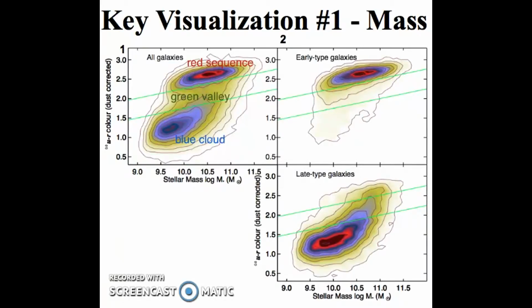Key visualization number 1 analyzes the mass of each type of galaxy. In Figure 1 in the upper left-hand corner, the stellar mass of the galaxies is split by Keller. Figure 2 on the right side shows that red ellipticals in general have a higher mass than blue spirals. The average stellar mass for red ellipticals is about 10.5 log m, and for blue spirals it is about 9.7 log m.